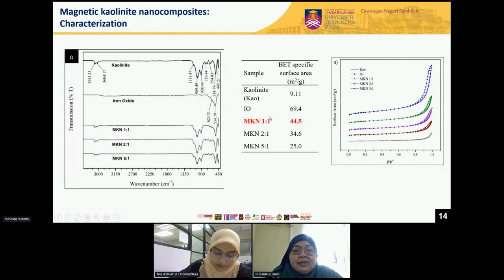In terms of specific surface area, our kaolinite has quite a low surface area. But when we modify this material by incorporating the iron oxide, we manage to enhance its surface area almost fourfold. In terms of the nitrogen adsorption-desorption analysis, when we plot it, we can see that all the materials resemble kaolinite and iron oxide, with a good approach to type 4 of the IUPAC classification, which represents mesoporous characteristics.